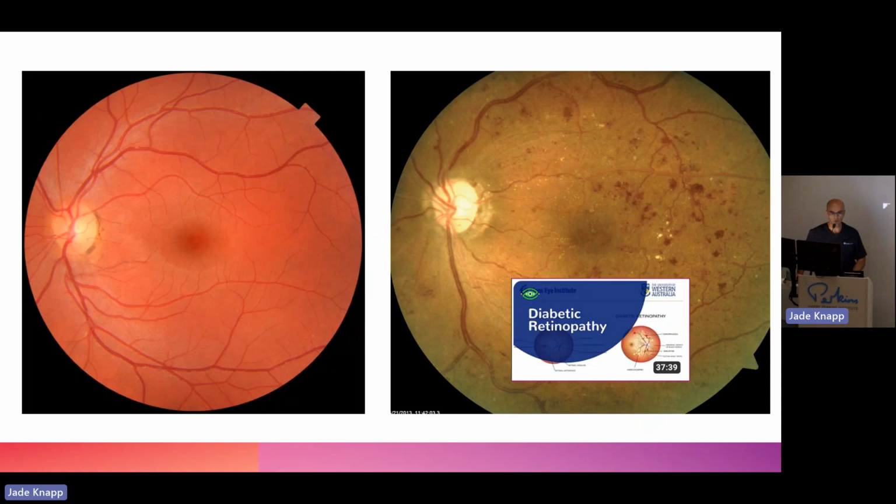If we go back to the normal fundus photo, that's a vein, thicker and darker. That's a vein, thicker and darker. These are arteries. They're about two-thirds the diameter of a vein, and they're not as dark red. So that's how you differentiate. And both veins and arteries come off the optic disc to supply the retina.